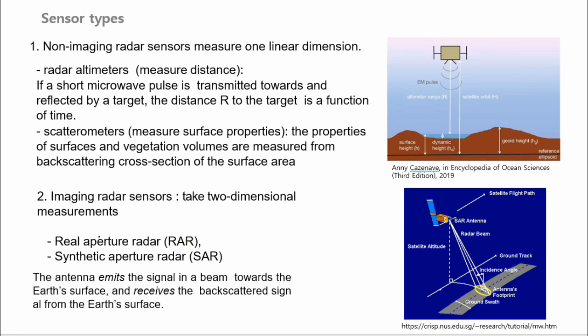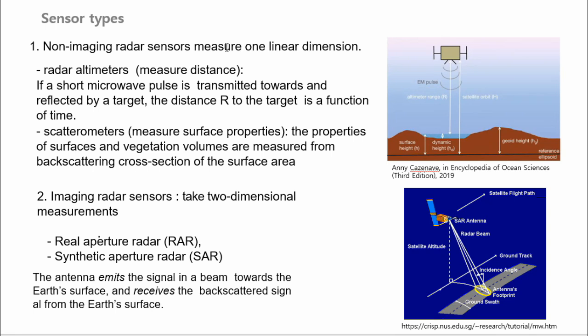The active sensors can be largely classified into two groups, non-imaging and imaging. Non-imaging is usually just one linear dimension. So they just measure something like, for example, altimeters. They measure the distance. A short microwave pulse is transmitted towards the target and reflected back, usually right beneath the sensor. So the distance to the target can be measured as a function of time, how long it takes to get the signal, right?